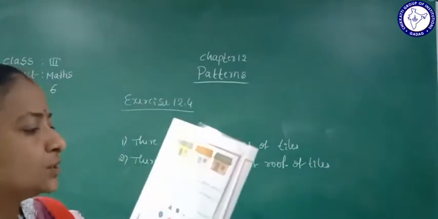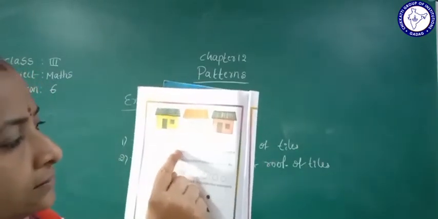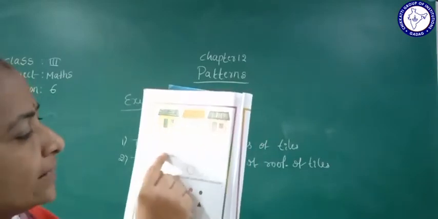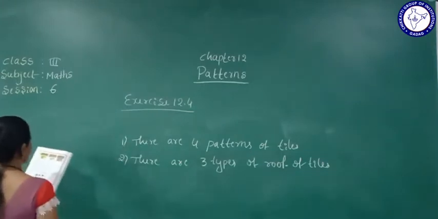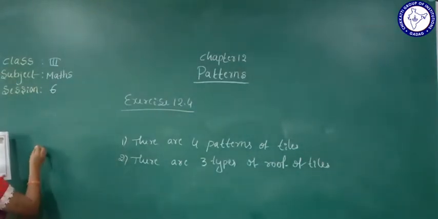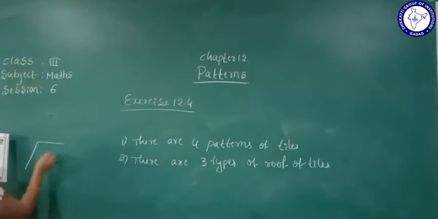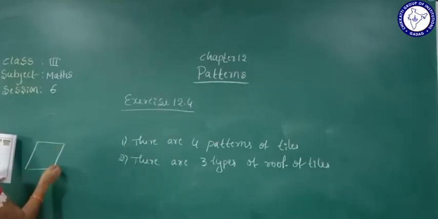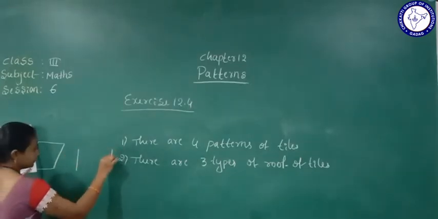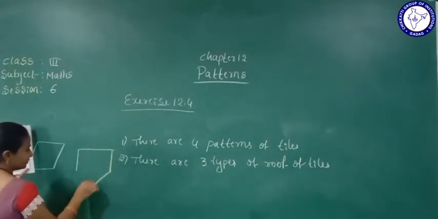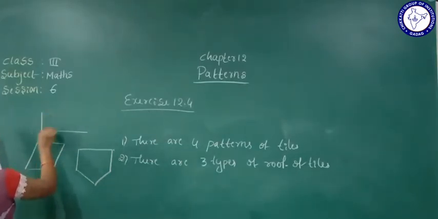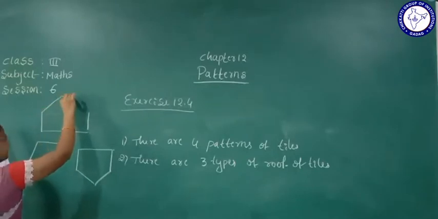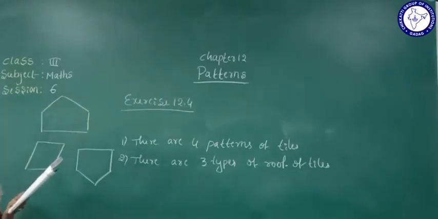Third question: using these patterns, draw or make 2 different patterns using these shapes. So using these shapes we are making 2 different patterns. Like this small one they have given here, the big shape we will draw here like this. Using all of these as they are, we will draw like this, using different shapes.